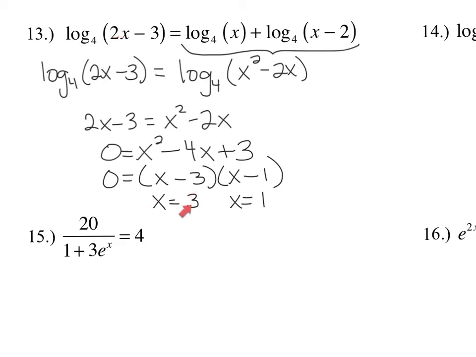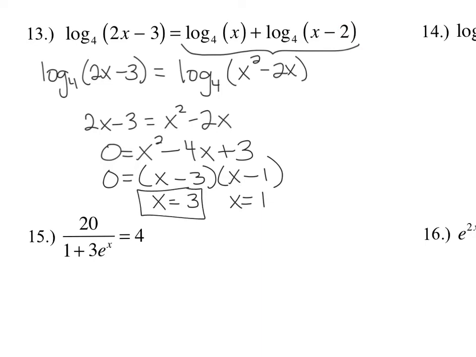So I'm going to take the number 3 and plug it in. 2 times 3 is 6, 6 minus 3 is 3. So that's good. Plug a 3 in here, that works. Plug a 3 in, 3 minus 2 is 1. Perfect. So 3, we could put a box around.